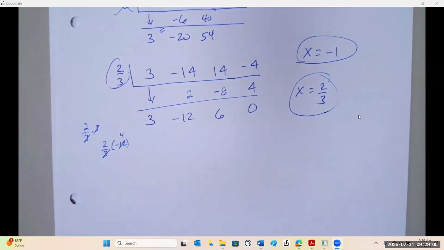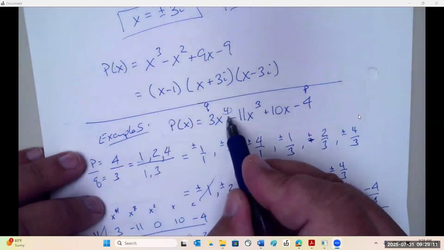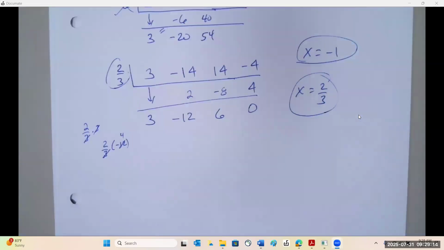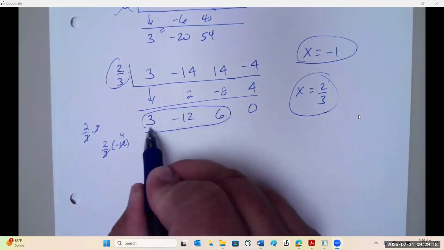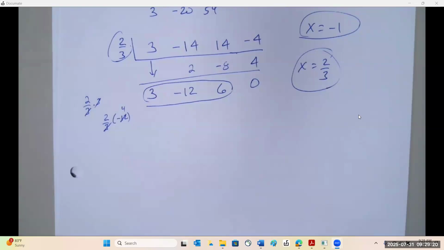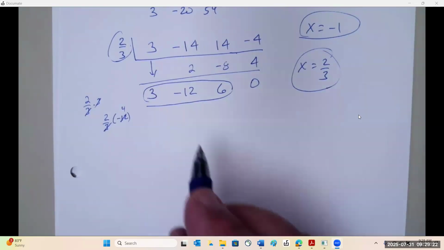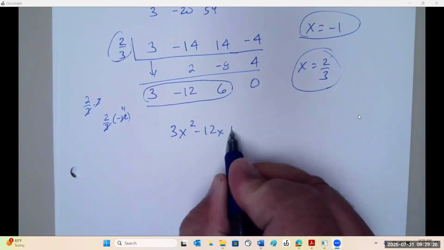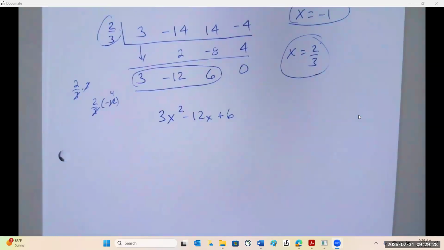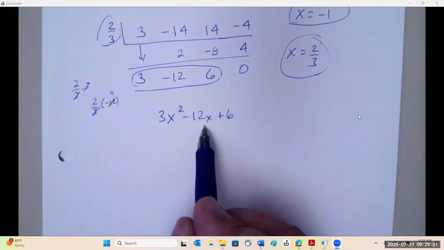How many more answers do we need? 2 more. Remember, our polynomial was to the 4th degree. So let's find 2 more. Well, now look where we are right now. We don't have to do any more of these synthetic divisions. Now we're at 3x squared minus 12x plus 6. You only have 3 terms, so it's quadratic.